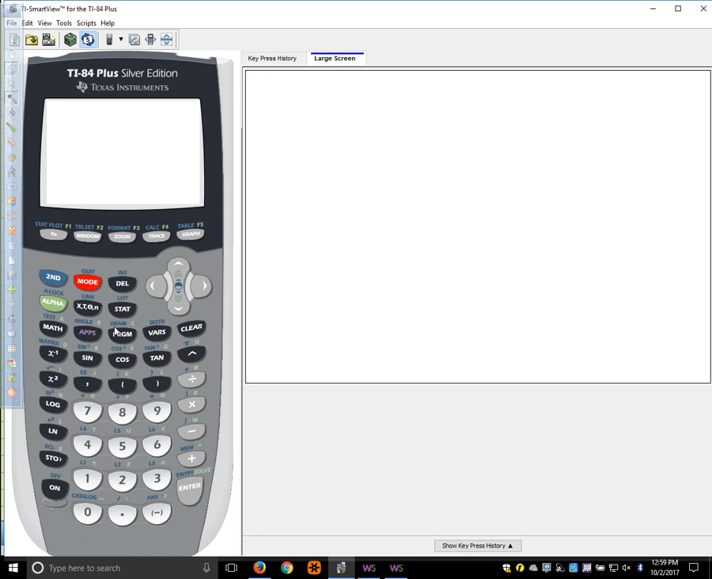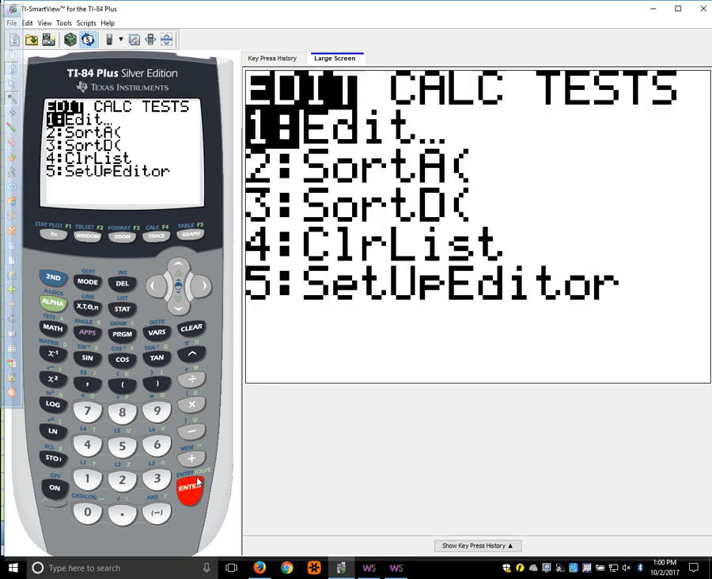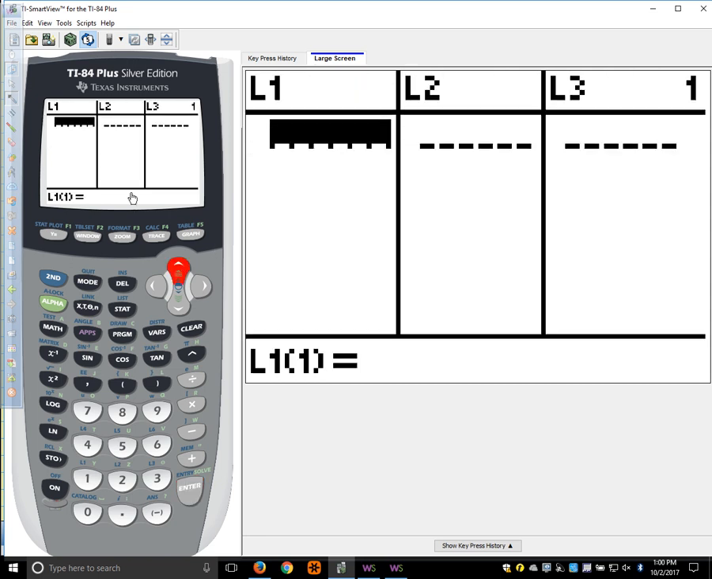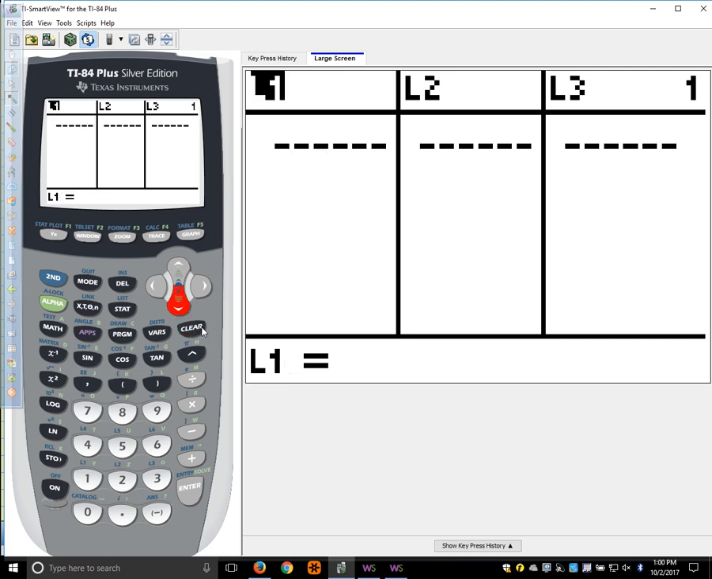So we're going to go to the Stat menu. Press the Stat button, and we're going to edit. So I just hit Enter. I'm going to enter my X values in L1 and my Y values in L2. So you arrow up to L1 and then hit clear and then arrow back down.